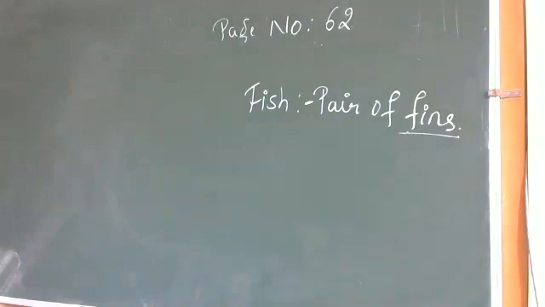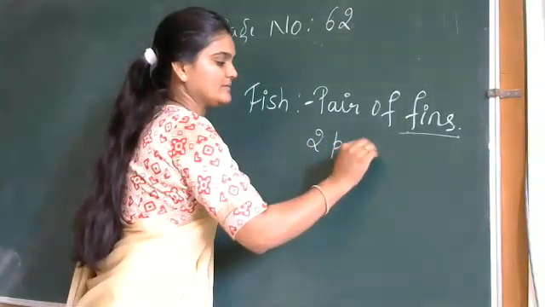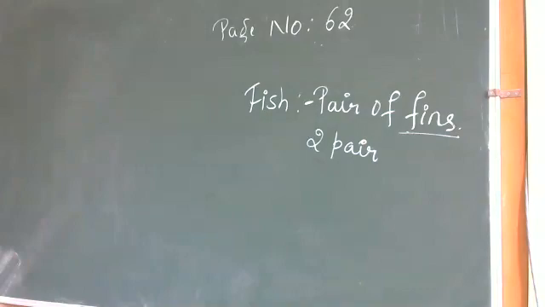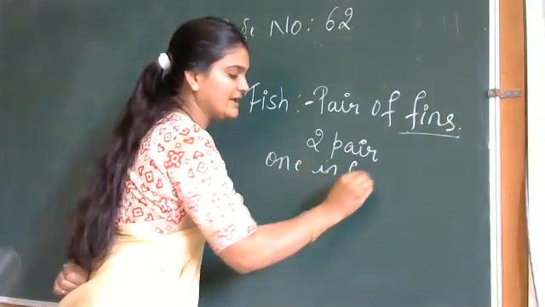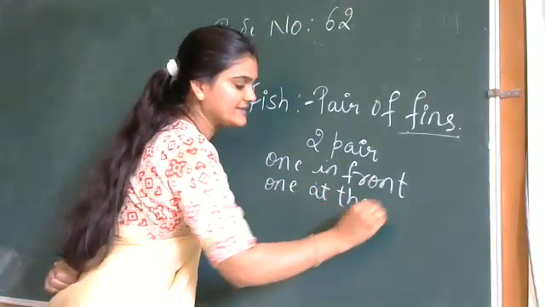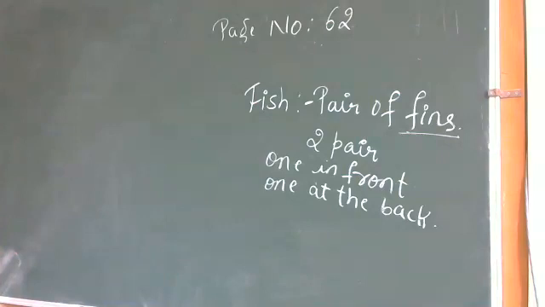Here we have a pair of fins, but how many pairs do we have? Two. Yes, we have two pairs of fins. In that, one pair is in front and one pair is at the back to move in the water. Totally there are two pairs of fins, and these two pairs of fins are responsible for the movement in the water.